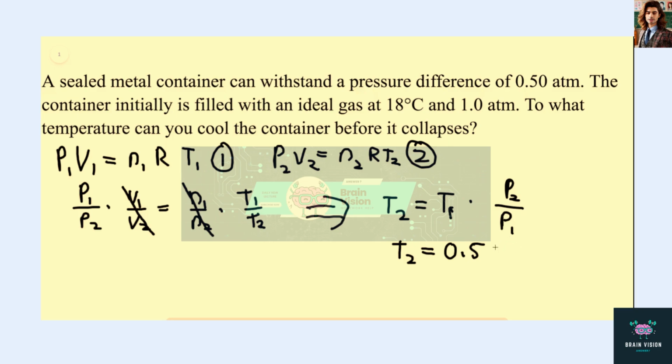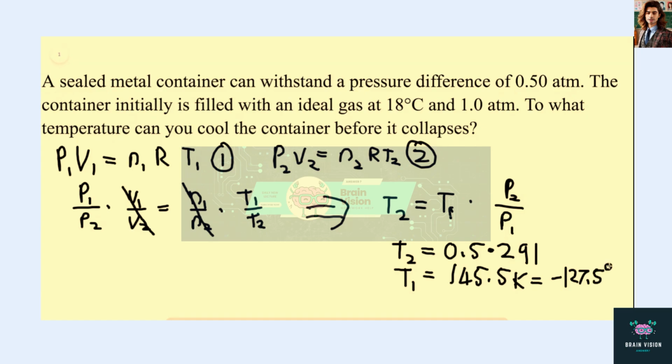So we have 291 Kelvin, multiplied by 0.5, which gives us T2 is equal to 145.5 Kelvin.